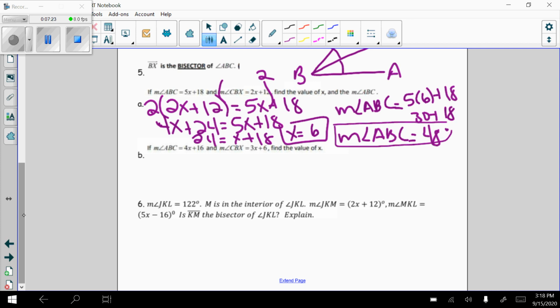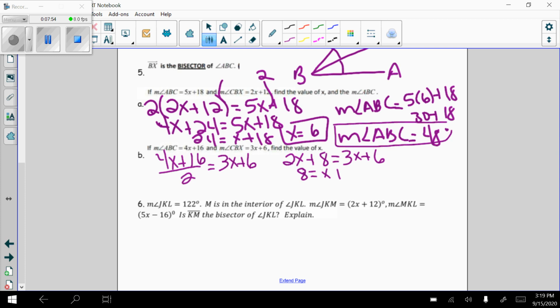Or we can start out with the big one and say half of that equals the angle CBX. So here I'm going to say 4x plus 16 cut in half equals 3x plus 6. So if I want to go ahead and cut this in half, 4x divided by 2, I have to cut everything in half. So 4x divided by 2 gets me 2x. 16 divided by 2 gets me plus 8 equals 3x plus 6. Get all of my x's on the same side, so then I get 8 equals x plus 6. Subtract 6, x equals 2.